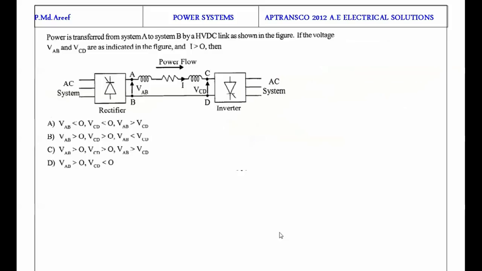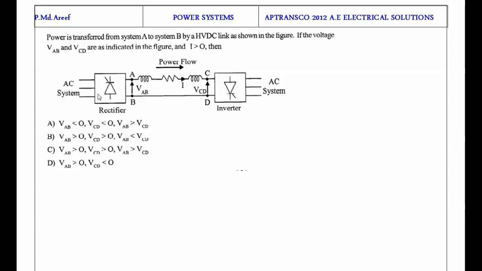Next question. The power is transferred from A to B by an HVDC link as shown in the figure. The line voltages VAB and VCD are indicated in the figure below. The inverter output is greater than the rectifier, I greater than O, is given here.